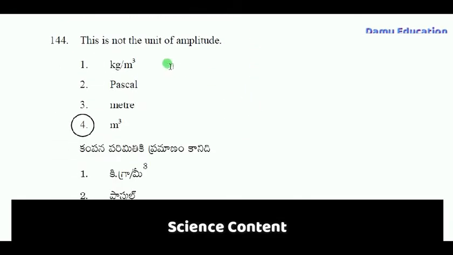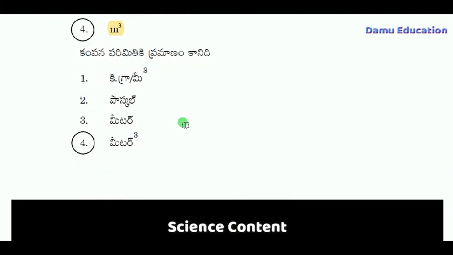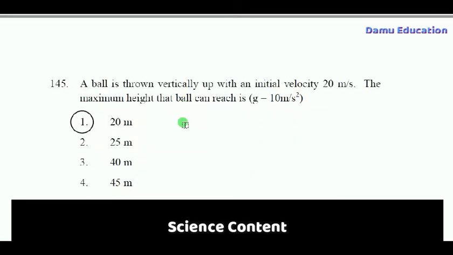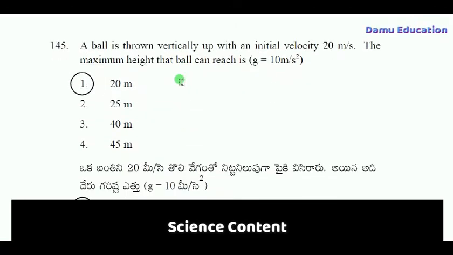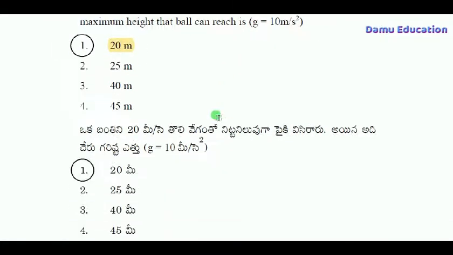This is not the unit of amplitude, meter cube. A ball is thrown vertically up with an initial velocity 20 meters per second. The maximum height that ball can reach is 20 meter, g is 10 meter per second square.